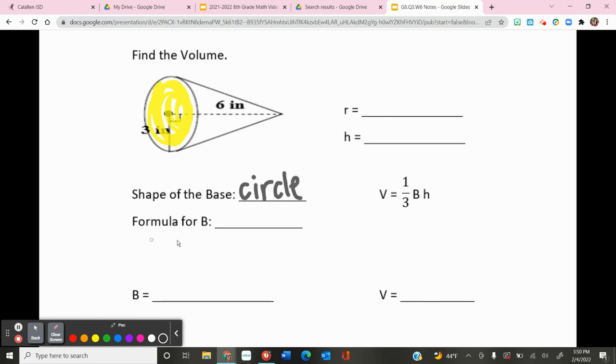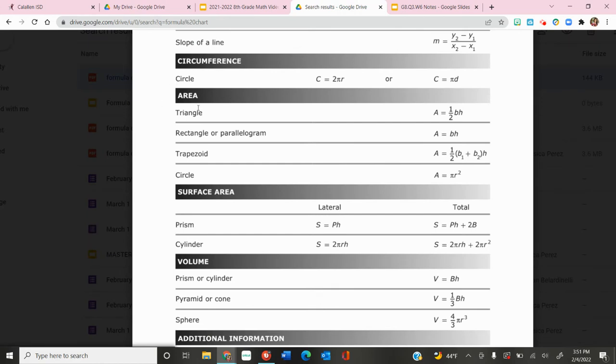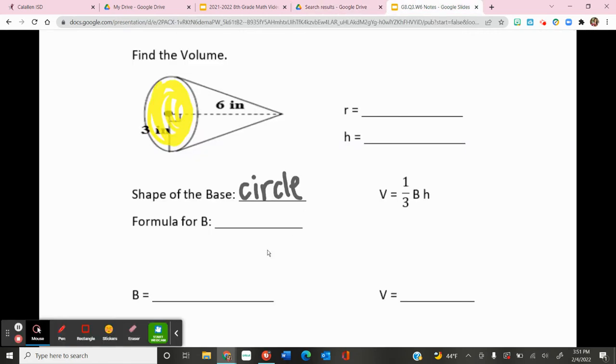And we want to know, what is the formula for big B? Now remember that big B stands for the area of our base. So we're going to open up our formula chart, and the area of a circle is area equals pi times r squared. So here the formula for big B is area equals pi times r squared.